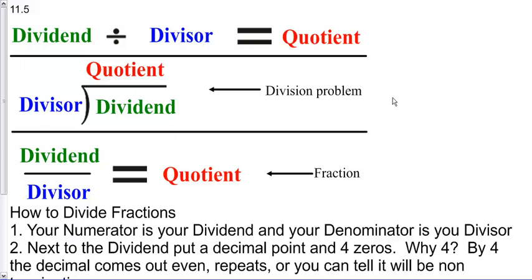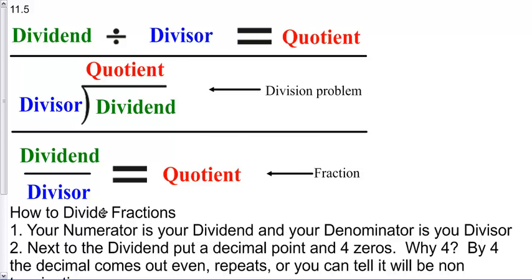5 fractions to decimals. Just a quick refresher: when I have a fraction, in order to turn it into a division problem, my numerator is my dividend and my denominator is my divisor. Here's what it looks like: dividend divided by divisor. When I write it with the house, it's dividend divided by divisor with my quotient up top. And as a fraction, my dividend's on top, my divisor's on bottom. So if you need to refer back to this when you're writing division problems, that's fine.